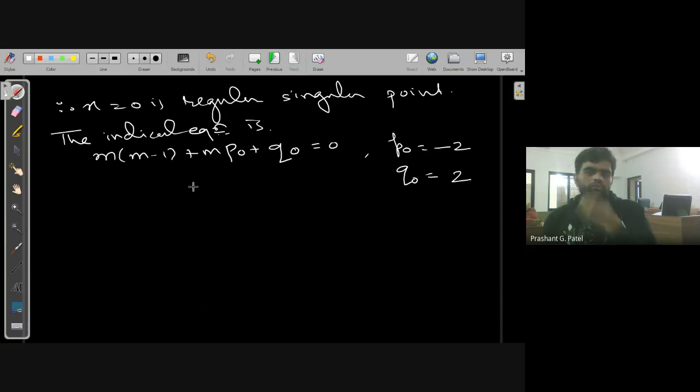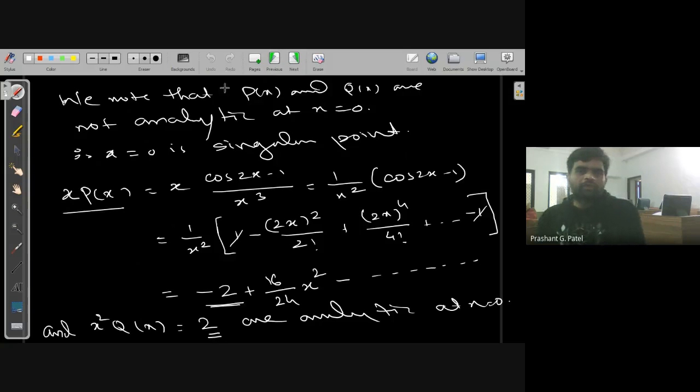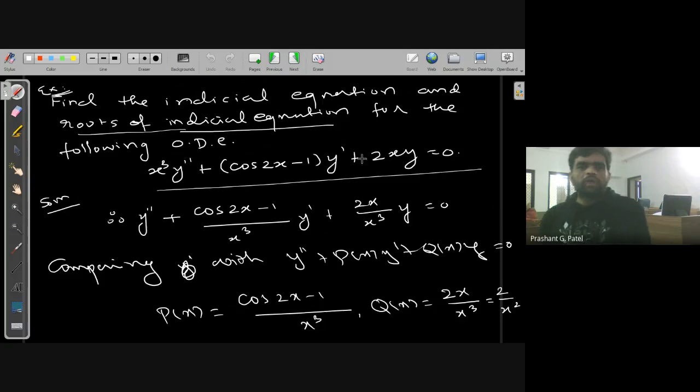So Q0 is 2. Therefore, we'll have m square minus m minus 2m plus 2 equal to 0. So that is m square minus 3m plus 2 equal to 0. If you solve this, it will give you m equal to 1 and 2. They are the two roots. That was the example we had here. The example was to calculate the indicial equation as well as the roots of the indicial equation.